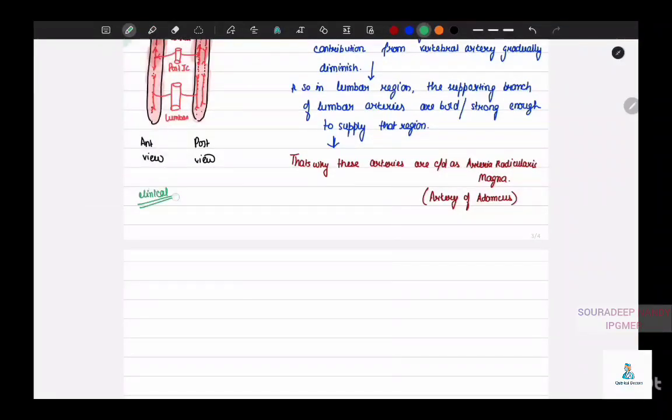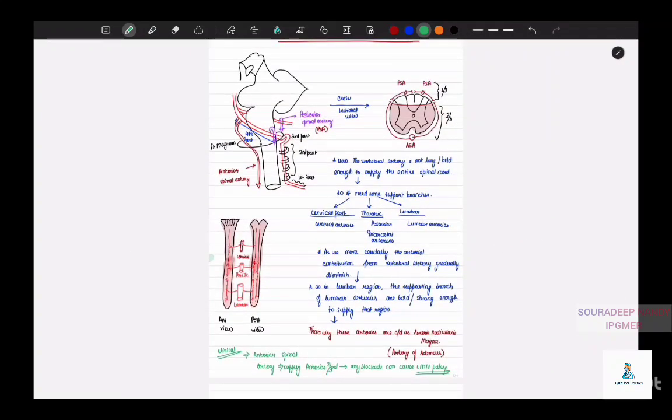So, the clinical part: the anterior spinal artery supplies the anterior 2/3 of the spinal cord. If there is any blockage, it can lead to compromise of the anterior 2/3 of the spinal cord and can lead to motor disturbances.